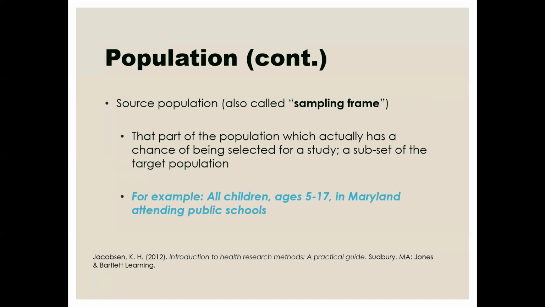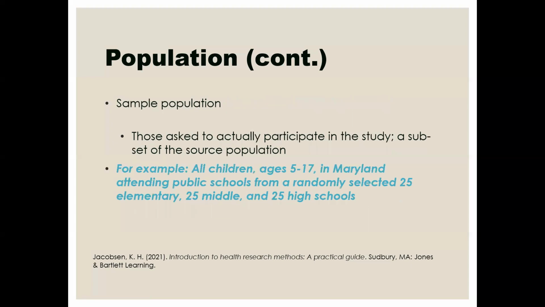What you would do is get a list of everybody that meets your criteria. Here you would get a list of all children ages 5 to 17 in Maryland attending public schools. If you were looking to get a sampling frame for your clinical practice, you would need to make sure you have every single patient or client on your list. Those who are no longer in your practice need to be excluded, and the new people who join have to be included. It's really important that the sampling frame is thorough and exhaustive and has everybody.